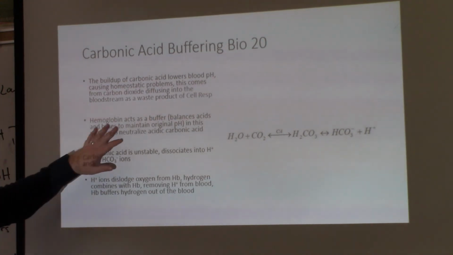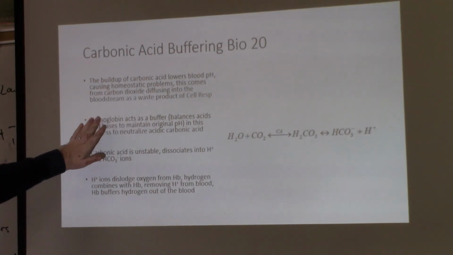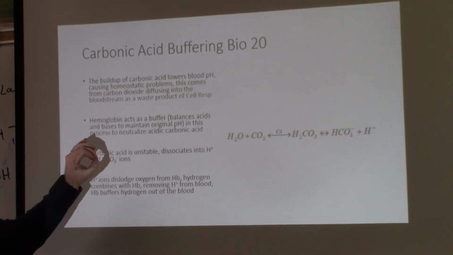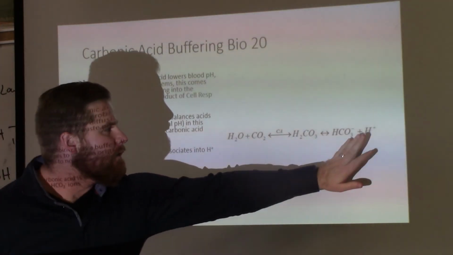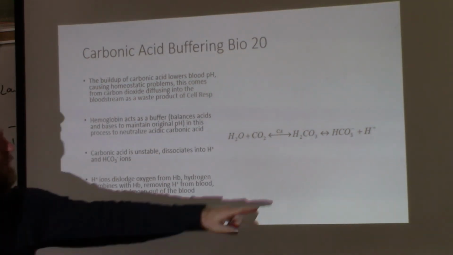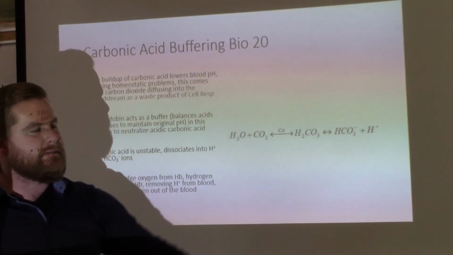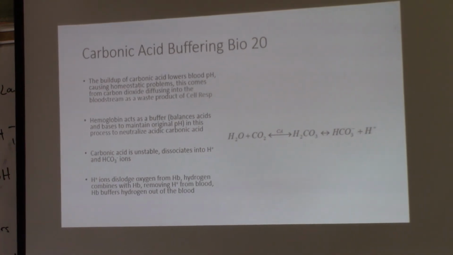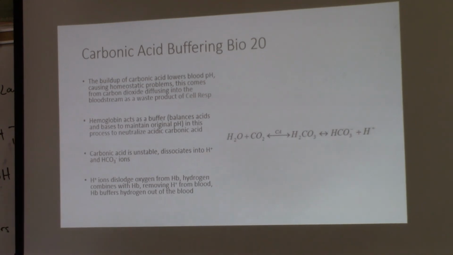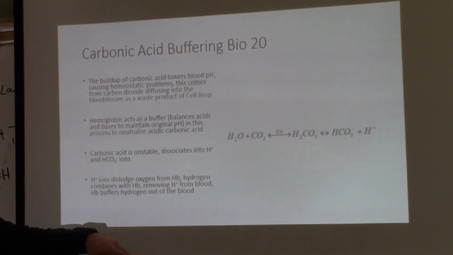So hemoglobin acts as a buffer. There are 4 heme groups per hemoglobin molecule on your red blood cells. The hemoglobin takes this hydrogen, bonds it, and moves it to your lungs. This acts as a buffer because it's a base. It could be a base or an acid, but in this case, it acts as a base because it's a hydrogen acceptor. All right, so we neutralize the carbonic acid.